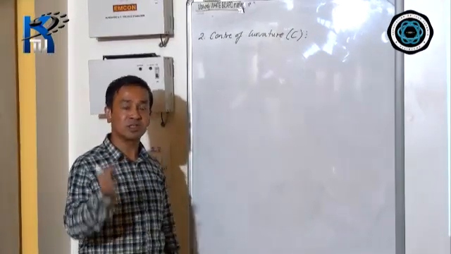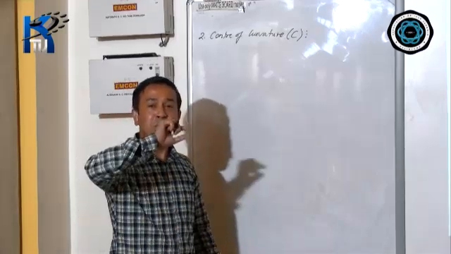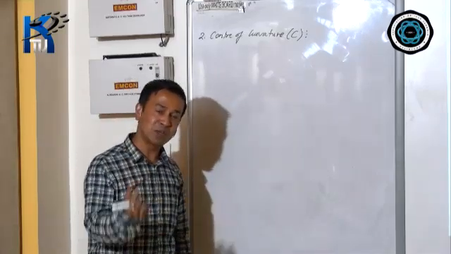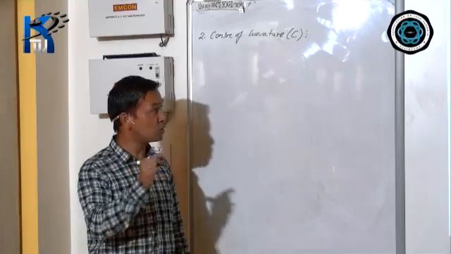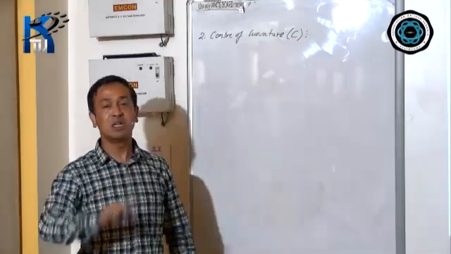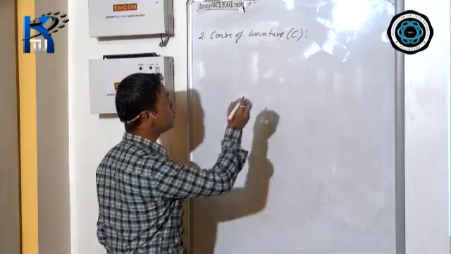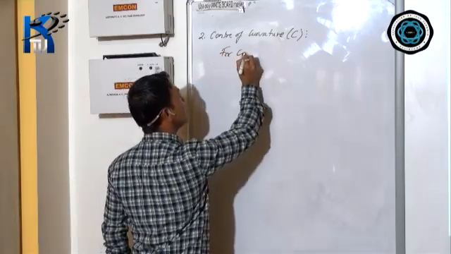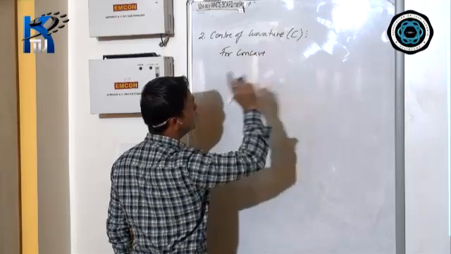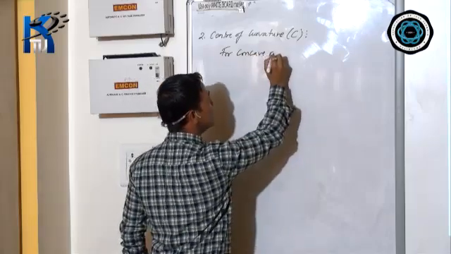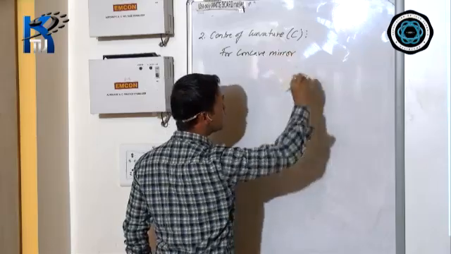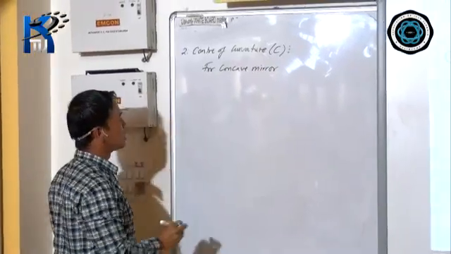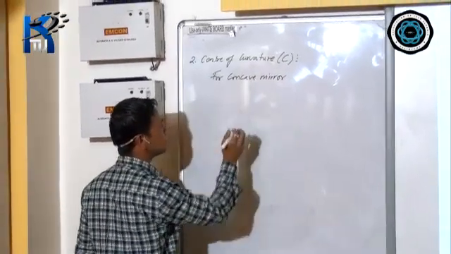So the center of curvature is the center of a sphere of which a mirror is a part, whether it's a convex mirror or a concave mirror. So the center of curvature is defined as the center of the sphere of which the mirror is a part. Let me show you with the help of a diagram. For both mirrors, one for concave mirror, and I will also show it for convex mirror. Let me first show it for the concave mirror.